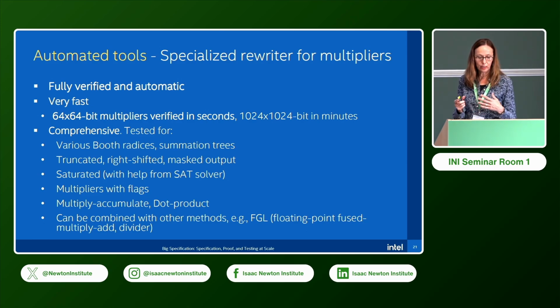And here you can have different sizes of operands. You can have saturation, different flags, and so on. So we can go basically up to a 1,000 by 1,000 bit multiplier in a few minutes.